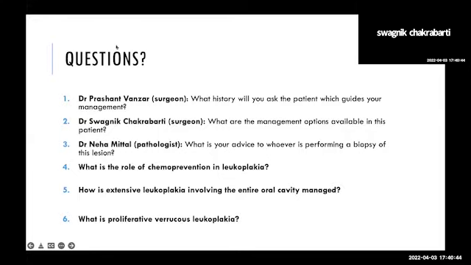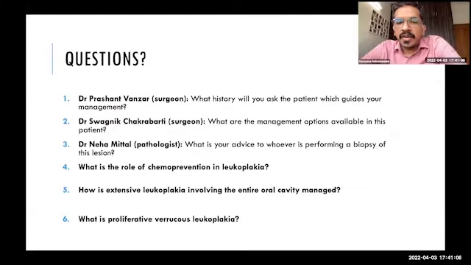There have been studies that have shown some temporary benefit of vitamin D, but systemic vitamin D has its own toxicities, and the lesion reverts back after stopping the treatment. So no proven role of chemoprevention as of today in the treatment of leukoplakia. True. I think we are lacking.